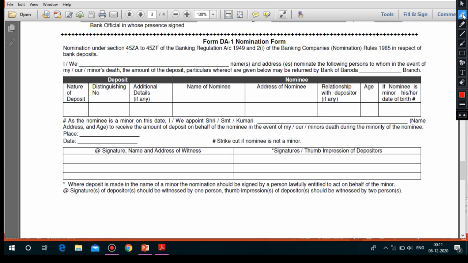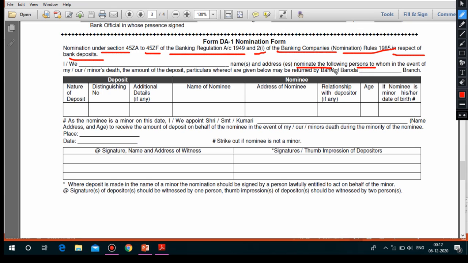This nomination form is attached to your account opening only. So in the nomination you are nominating someone. See, this nomination is under Section 45ZA to 45ZF of the Banking Regulation Act 1949 and sub-section 1 of the Banking Companies Nomination Rules 1985, in respect of bank deposits, that I or we, the customer's name and address, nominate the following person.